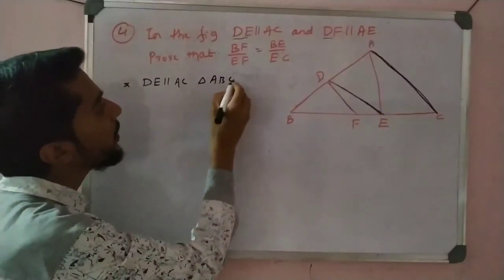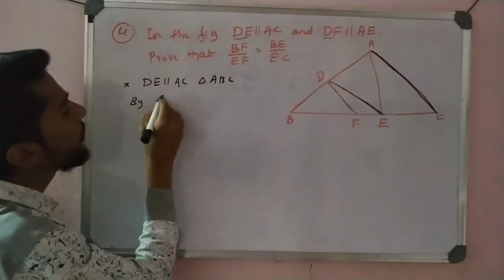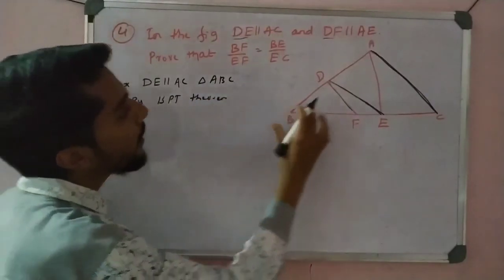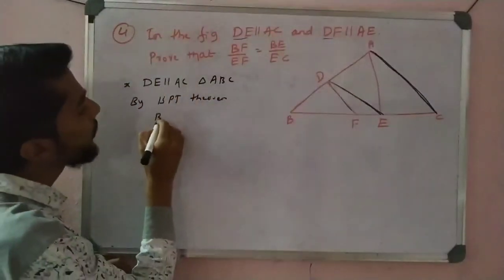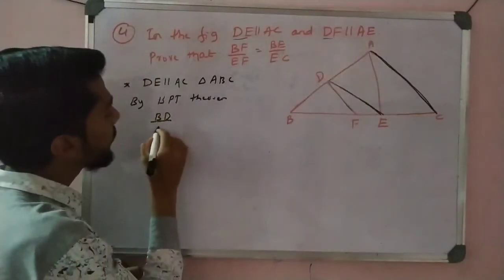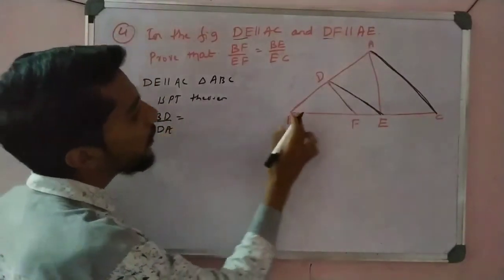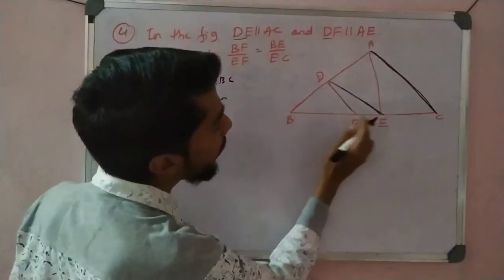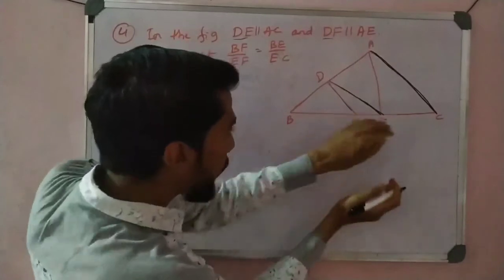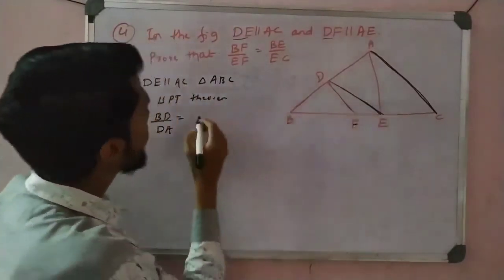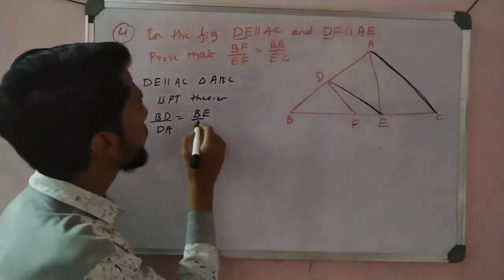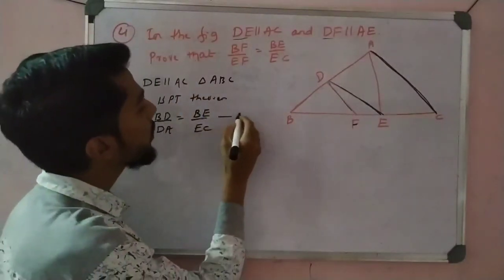So by the BPT theorem, BD divided by DA is equal to BE divided by EC. Not confused, right? We take point E directly, because D is already taken. This is equation number 1.